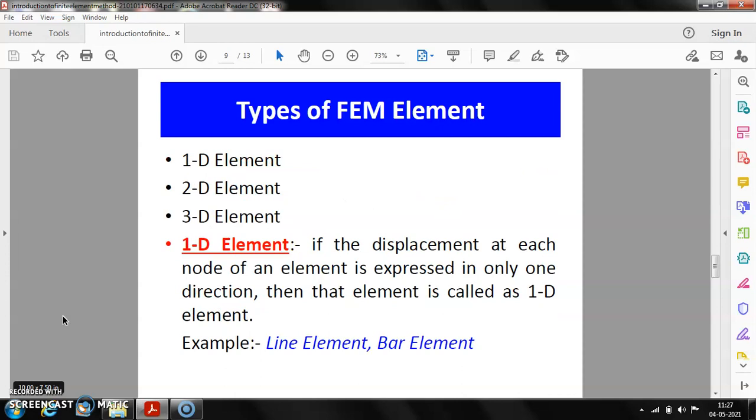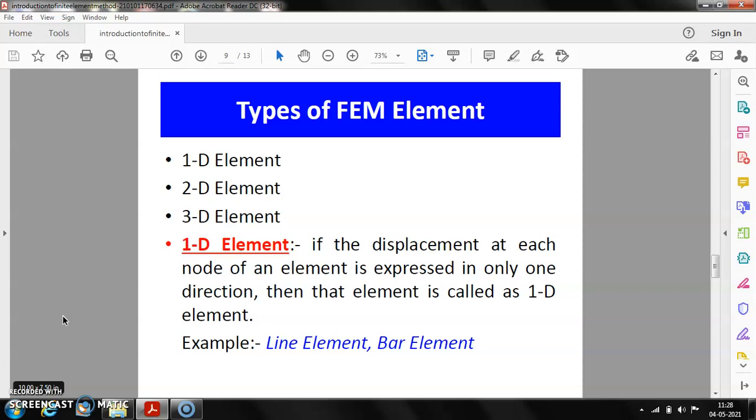Then we will discuss the types of elements in the FEM. So yesterday we also discussed the steps involved in the FEM, where you have the discretization process, which is a very important step, and this is the first step in the FEM.